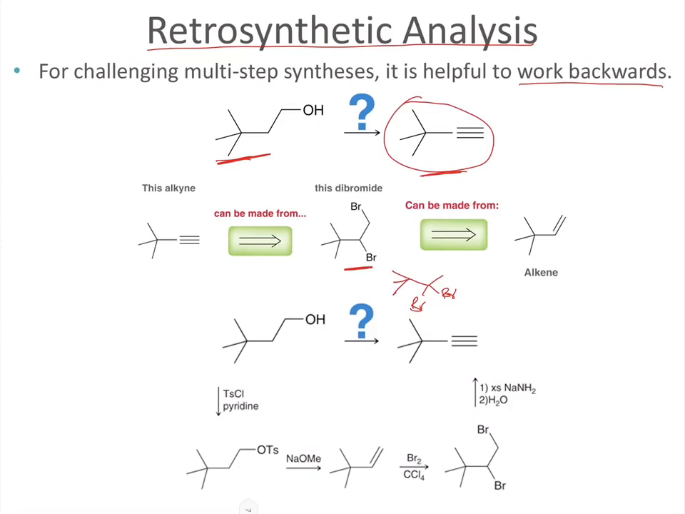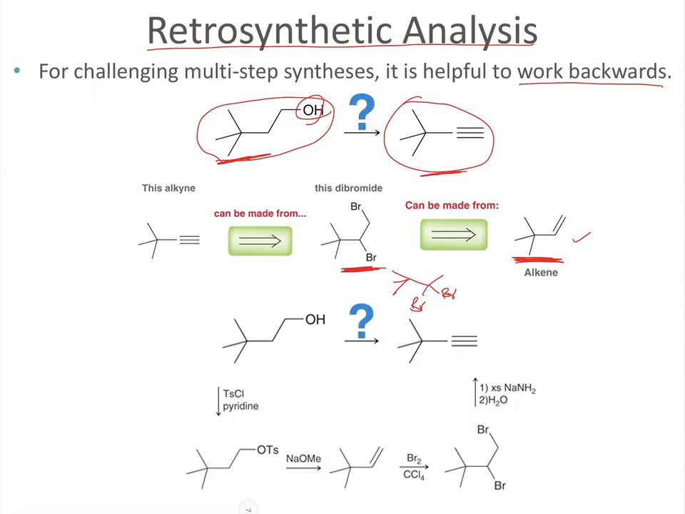Okay? Then the next thing we should be asking is, how can we make the dihalide? We can make a dihalide if we have an alkene. Okay? And then the next thing we should be asking again is, how can we make an alkene? We can make an alkene if we have this alcohol and transform it into a good leaving group, and then we use a base that will help us to make an alkene. So now we need to figure out how to put everything together, right?